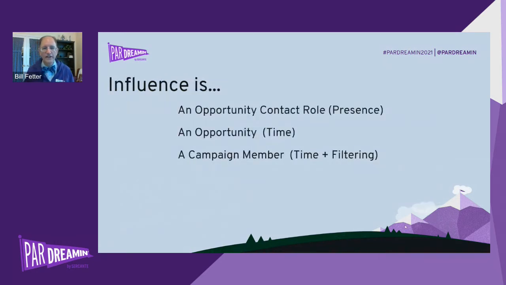So let's talk about now what influence is. What are the components of getting influence on your individual records? So the first thing is that you have to have an opportunity contact role. That's presence of a contact on an opportunity. The second thing is that you have to have an opportunity that defines the time frame. Remember, the opportunity created date is one of the primary dates that we're talking about. And then you have a campaign member. So that's the time of the first association plus your filtering criteria. So all 3 of these things have to be present for you to get any attribution on an opportunity at all. All 3 you must have.